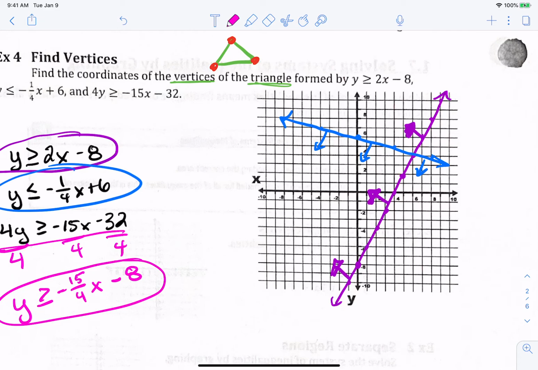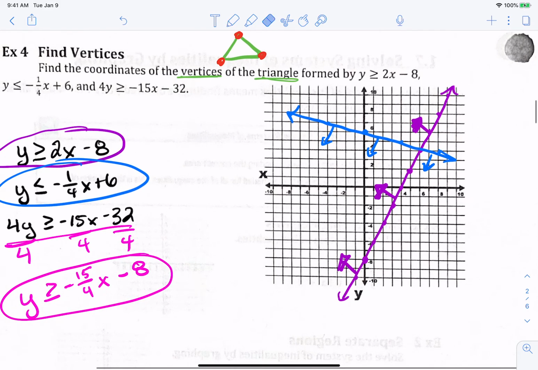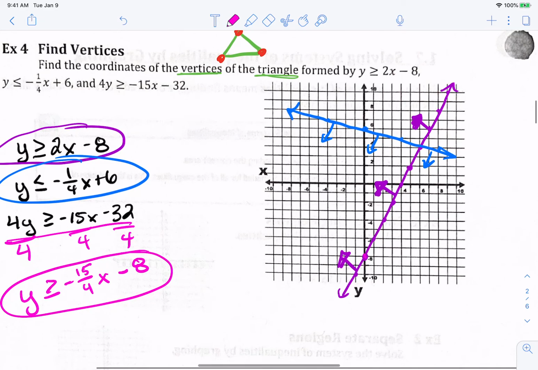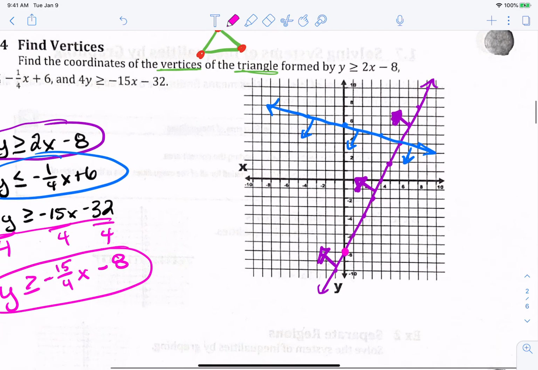Okay, last one, the pink one. Literally jump up 15, go over 4. We go down 8. Now, from the negative 8, I want to go down 15 and over 4. And Sarah's like, I can't go down because I'm already almost off the chart. So what do you do instead? You go up 15 and backwards, to the left 4.